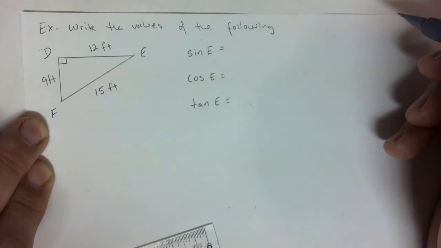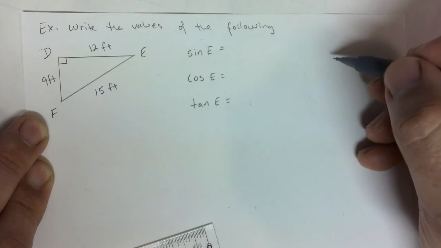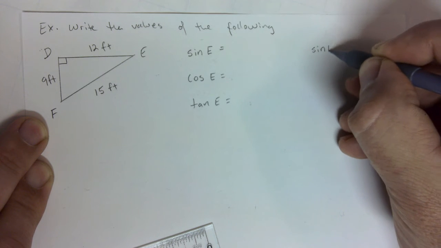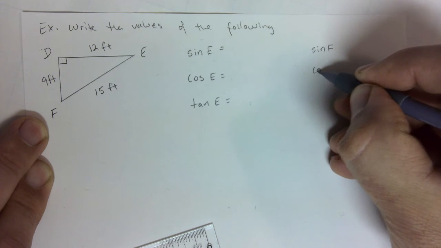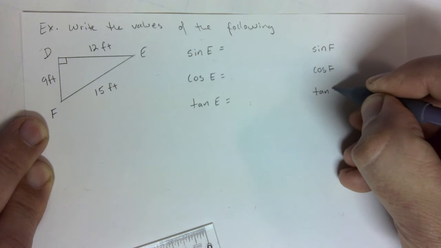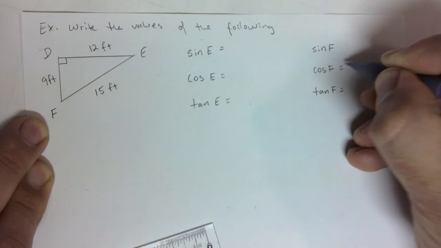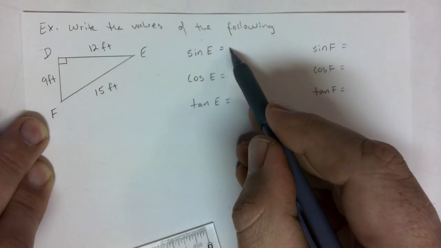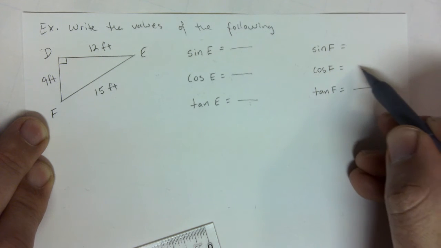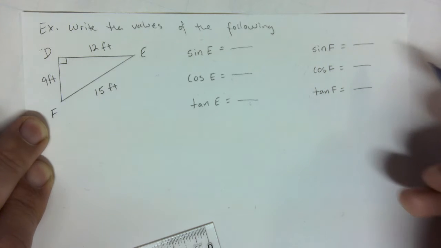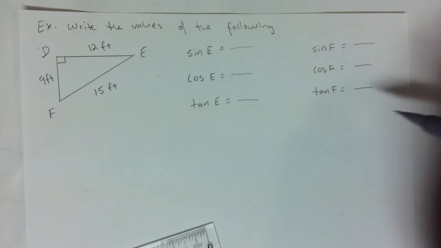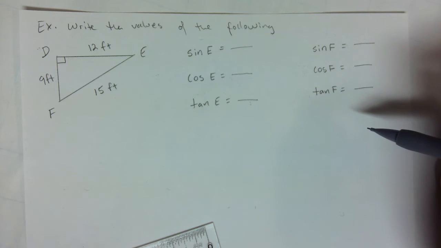Let's do those first. And then on this side here, I'm going to also ask you to find the sine of F, cosine of F, tan of angle F is equal to. So you are supposed to write down the numbers, basically fill in the numbers that are true for the following statements, right? And so I walk you through here.